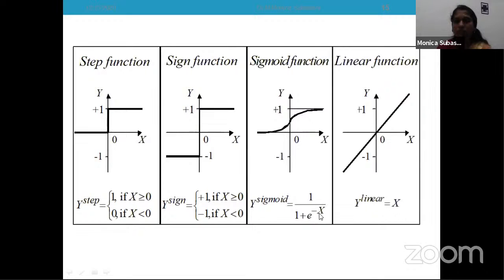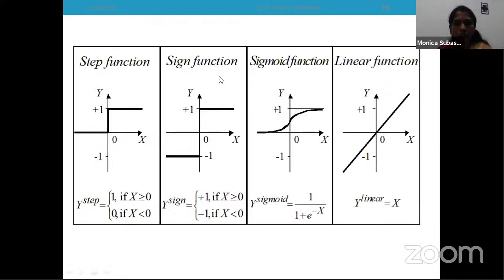Substitute the value of net input here: 1 upon 1 plus e to the power minus x, where x denotes the net input or y-in. You get the output signal. Y sigma gives you the output signal. Based on that, the response of any classifier can be determined.